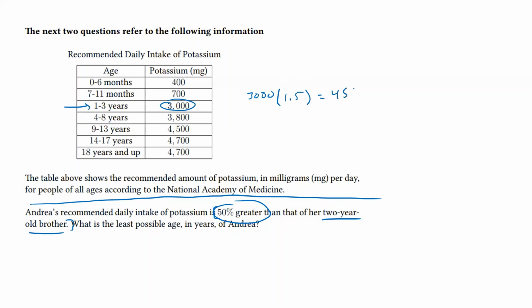This gives us 4,500, and identifying 4,500 milligrams on the table tells us that we have an age range of 9 to 13 years. We want the least possible age, and so the bottom of that is 9. So Andrea, at the least possible age, is 9 years old.